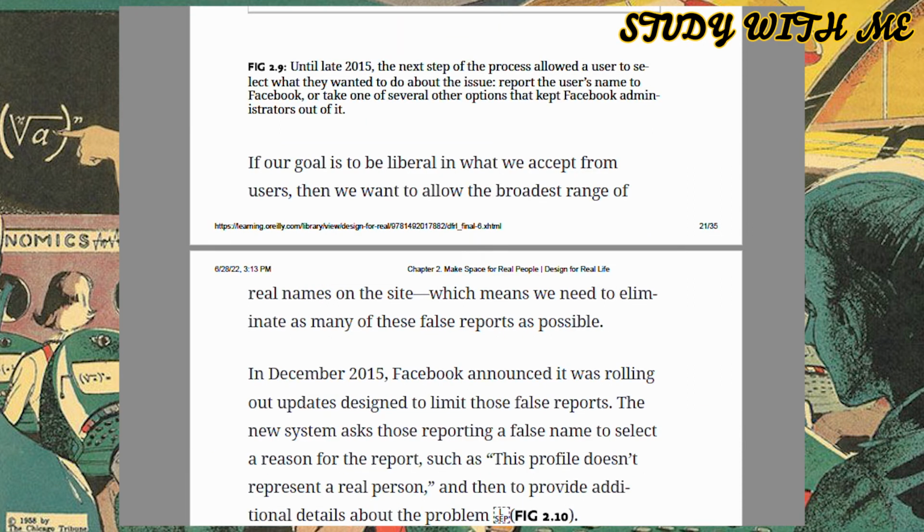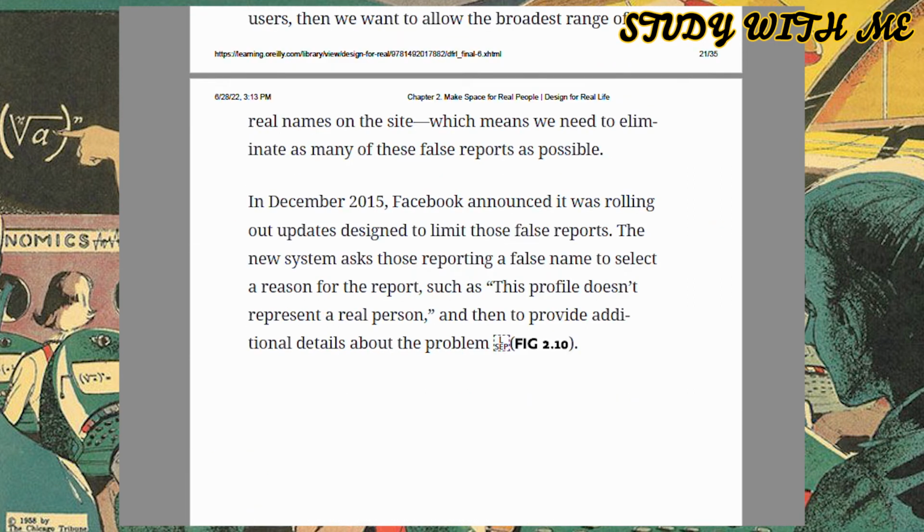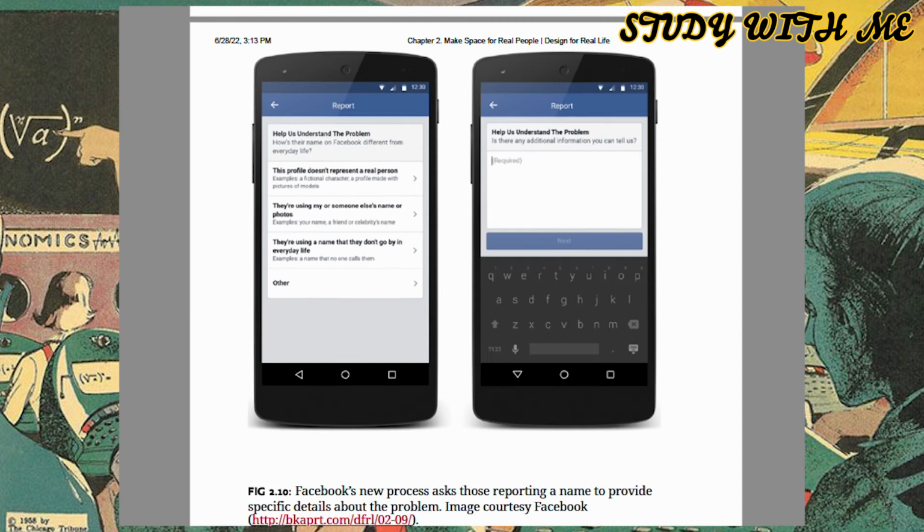reports as possible. In December of 2015, Facebook announced it was rolling out updates designed to limit those false reports. The new system asks those reporting a false name to select a reason for the report, such as this profile doesn't represent a real person, and then to provide additional details about the problem. Facebook has also been working on the communications a user receives when their profile is flagged.